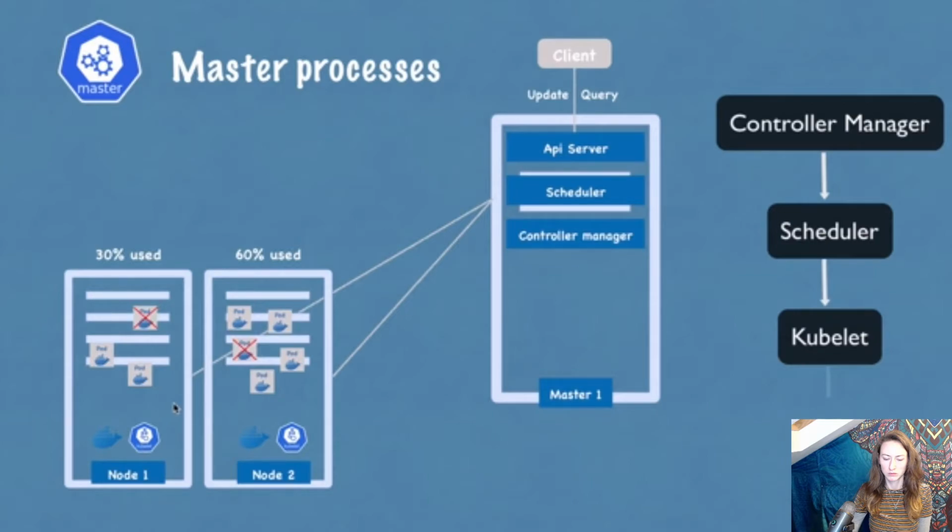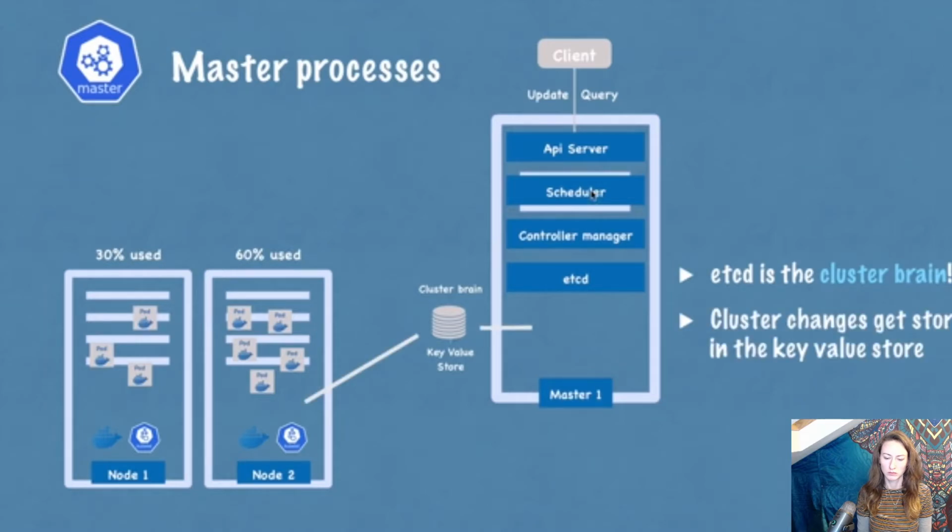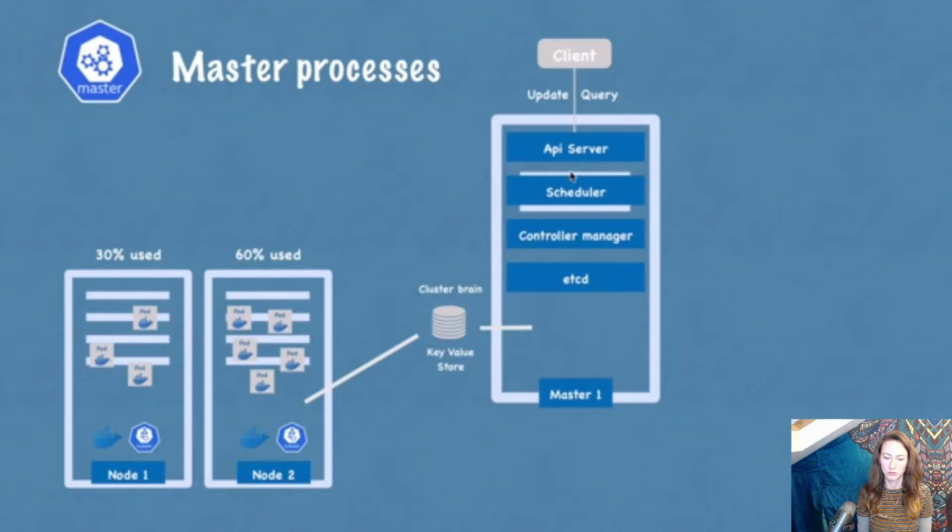And finally, the last master process is etcd, which is a key value store of a cluster state. You can think of it as a cluster brain, actually, which means that every change in the cluster, for example, when a new pod gets scheduled, when a pod dies, all of these changes get saved or updated into this key value store of etcd. And the reason why etcd store is a cluster brain is because all of this mechanism with scheduler, controller manager, etc. works because of its data. So for example, how does scheduler know what resources are available on each worker node?